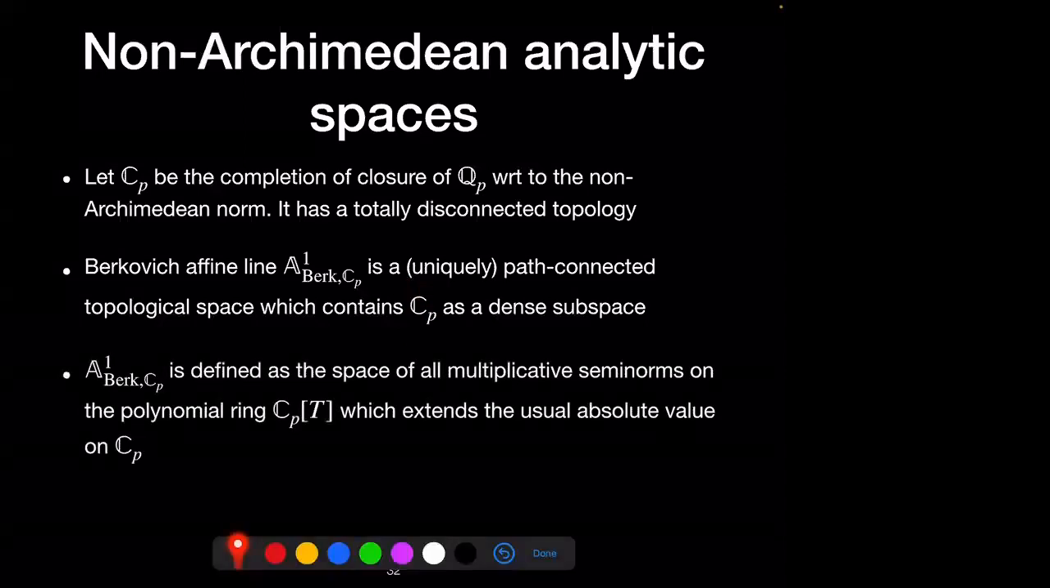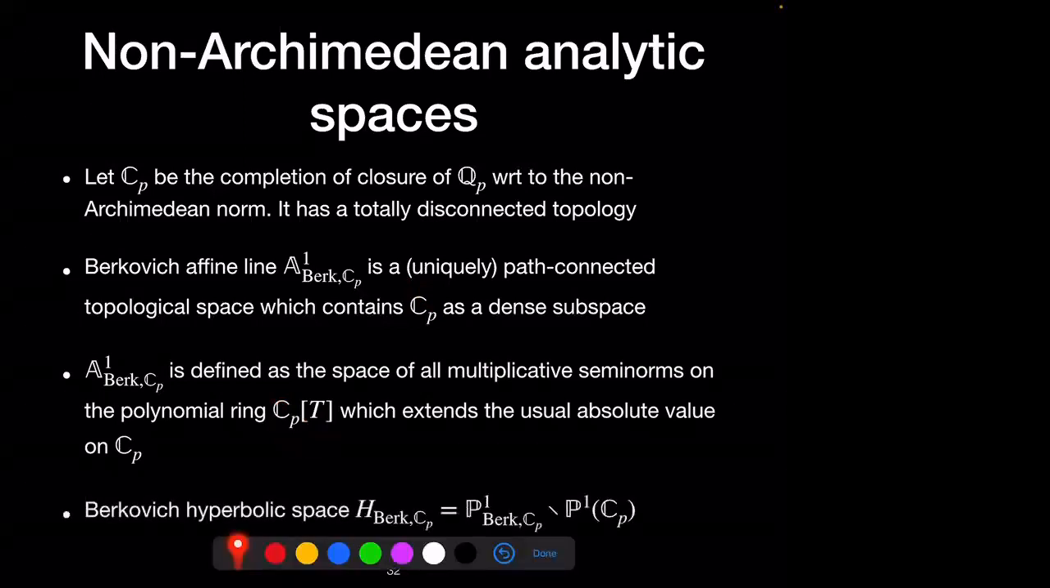So there is a way of defining Berkovich spaces. There are multiple ways of defining Berkovich spaces. One of them is as the space of all multiplicative seminorms on the polynomial ring C_p[T]. The point is that the Berkovich projective line unifies something called a hyperbolic space and the boundary of hyperbolic space into one object. This is interesting because the boundary of hyperbolic space contains all possible projective lines over all possible extensions of Q_p, and the hyperbolic space contains all possible Bruhat-Tits trees for all possible extensions of Q_p.